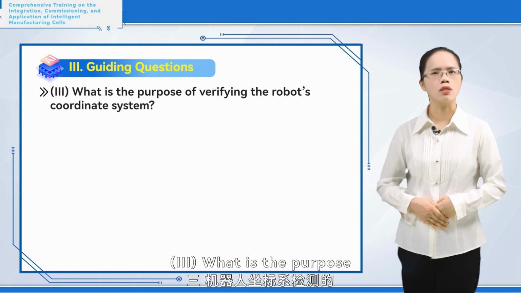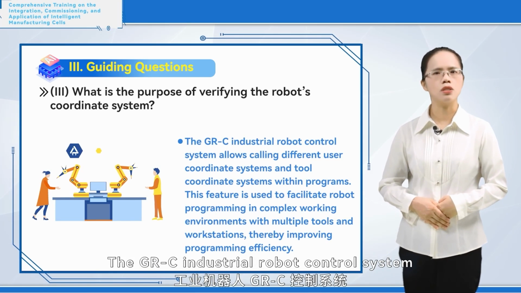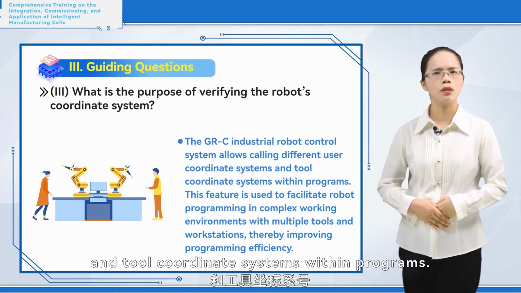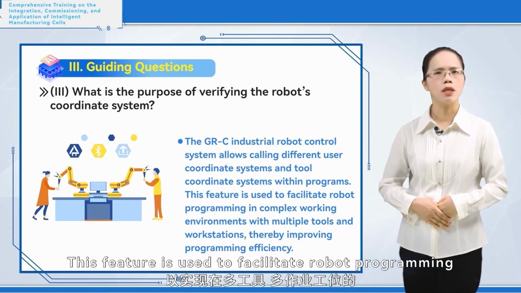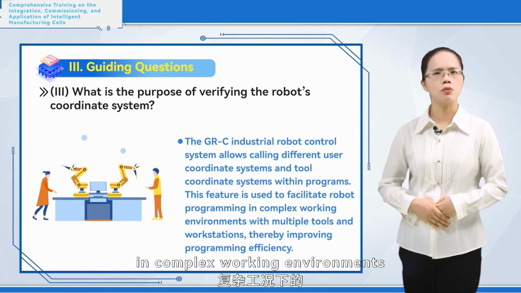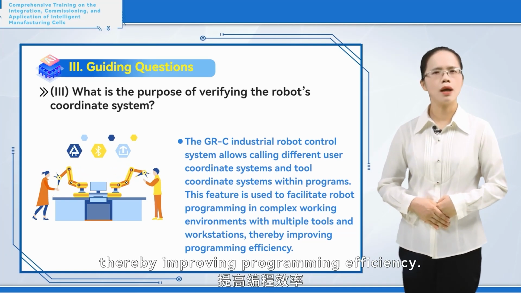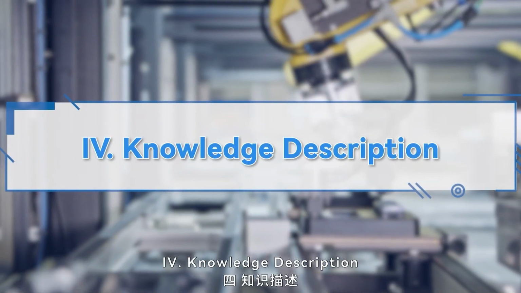3. What is the purpose of verifying the robot's coordinate system? The GRC Industrial Robot Control System allows calling different user coordinate systems and tool coordinate systems within programs. This feature is used to facilitate robot programming in complex working environments with multiple tools and workstations, thereby improving programming efficiency.